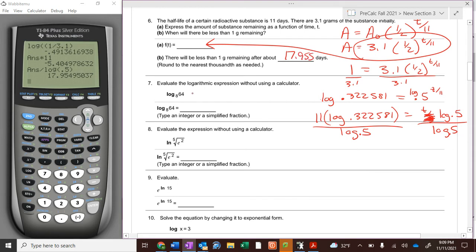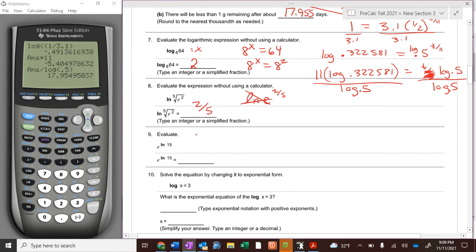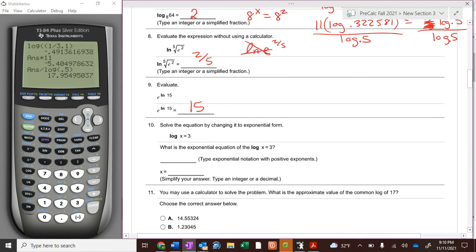All right. This one, set this equal to x. 8 to the x equals 64. Okay. 8 to the what equals 64? Well, it's 8 to the second power. So x must equal 2. 8 squared equals 64. That checks. The ln of e to the 2/5 power. Well, ln and e cancel, so that's just 2/5. E to the ln of 15, well, e and ln cancel, so that's just 15.